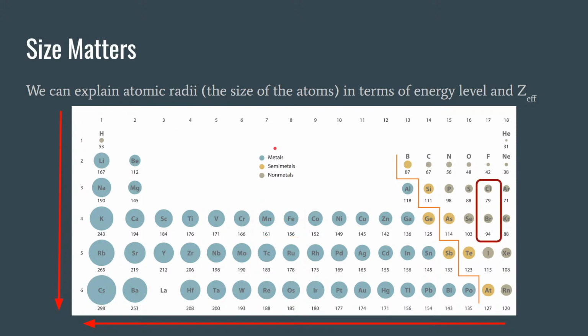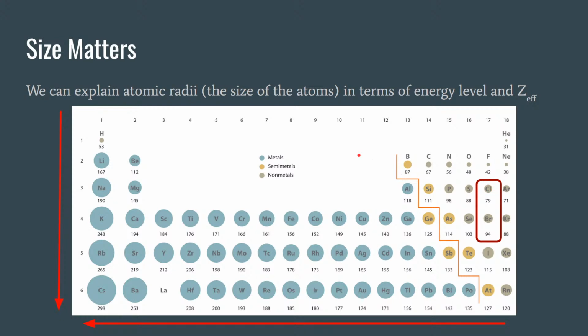They could also ask you to compare within a group. Same column, different rows. In that case, they have the same effective nuclear charge, but they have different energy levels. So the one lower down is going to be bigger because it's an energy level further out. The one higher up is going to be smaller because it is an energy level further down.